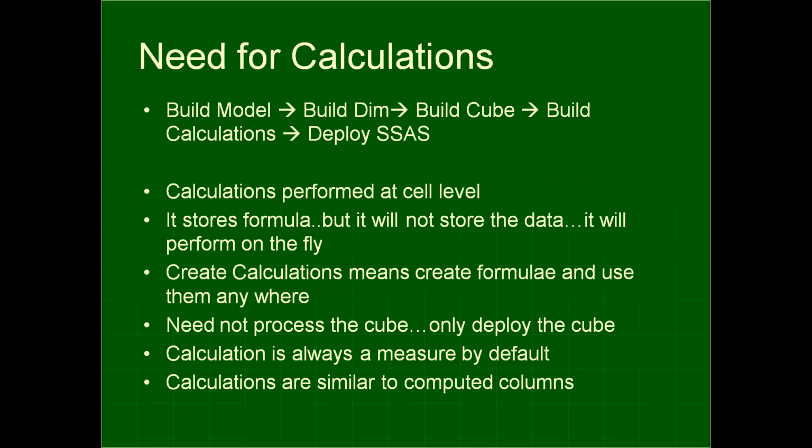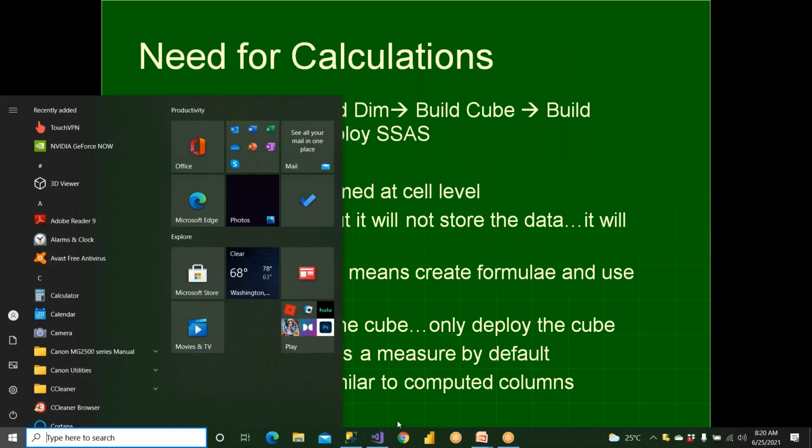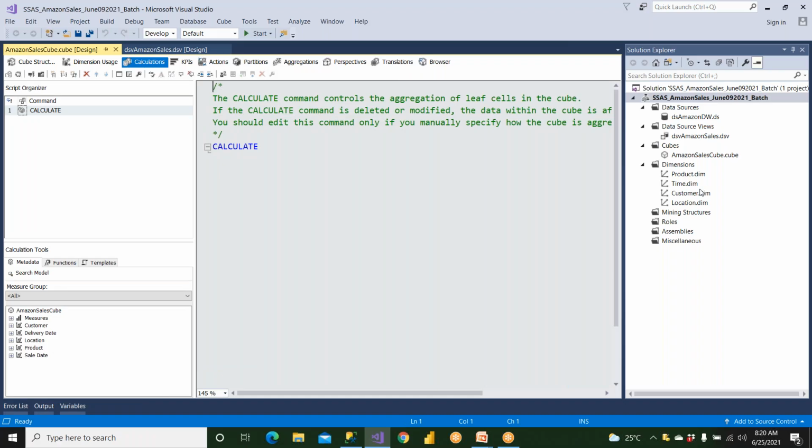Am I clear? So normally, how are we going to be creating a cube? Always we build the model. Model means we get the data, we create relationships at the DSV level, and later we build the dimensions, build the cube, build calculations, and deploy the cube, right? So if you wanted to deploy the cube, what is very, very important? Building a calculation is very, very important. We know how to create a cube, what is the dimension, what is the fact, but compulsorily, if you wanted to deploy a cube, creating calculations is very, very important.